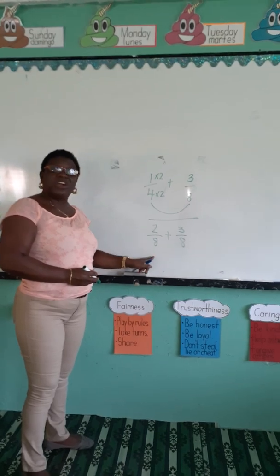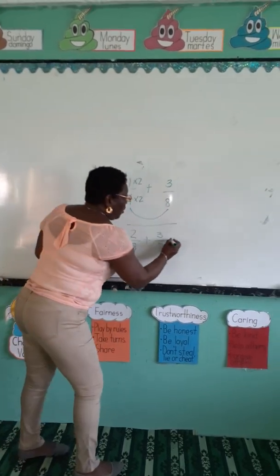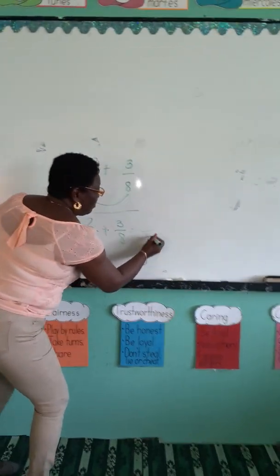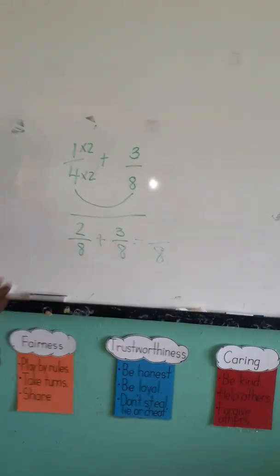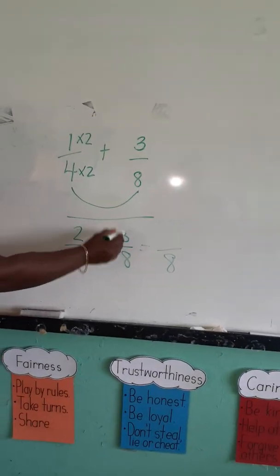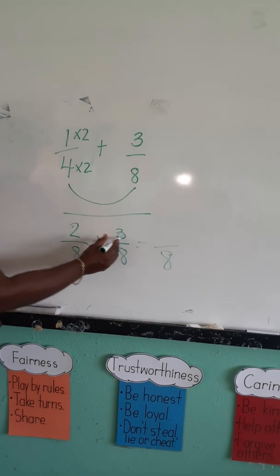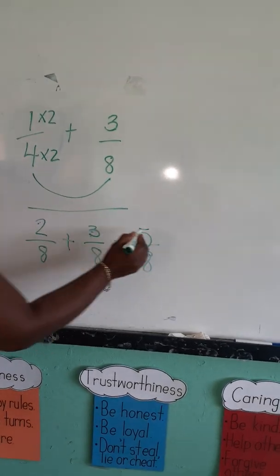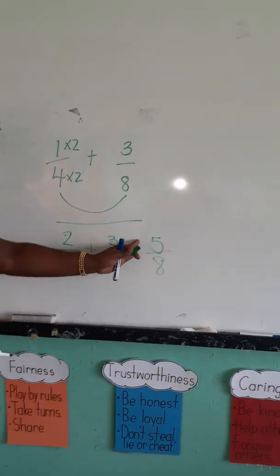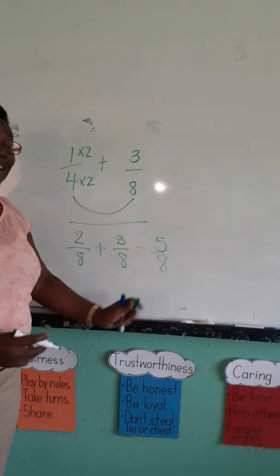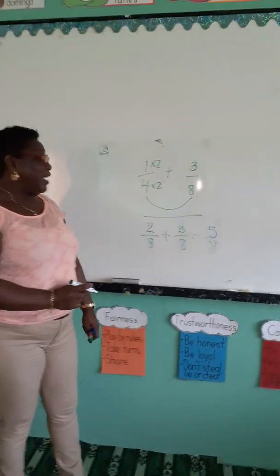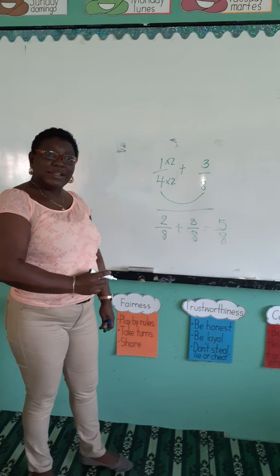Because the denominators are the same, it means that our answer will have the same denominator. So what do we do? We add the numerators. 2 plus 3 is 5. Our answer is 5/8. Isn't that wonderful? I think it is much easier, right?